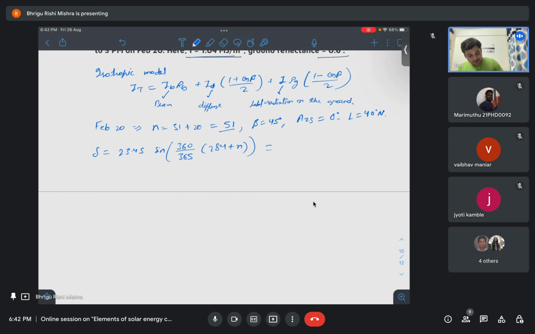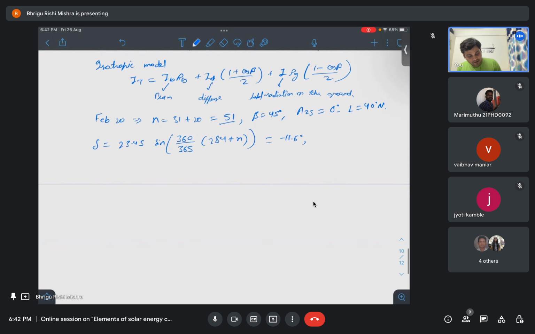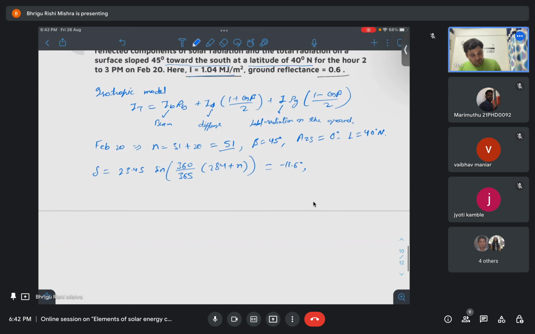So this is minus 11.6 degree. Okay, so delta we got. Now we need to calculate the omega. Okay, so it is given from 2 p.m. to 3 p.m. So we can calculate omega at 2 p.m. as well as at 3 p.m.